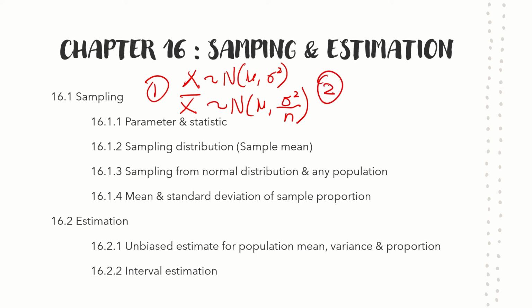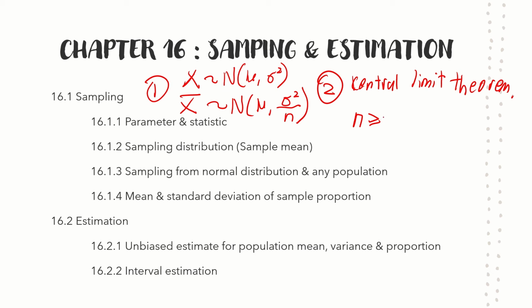And the second situation is any population. The question does not state that the population is normally distributed. If the question does not state that, you will use another theory, the central limit theorem. You have to know this theorem. What is the central limit theorem? When n is very large.